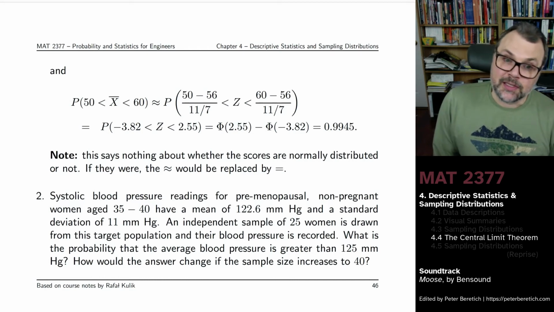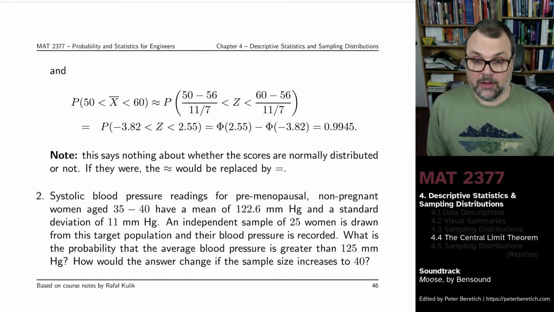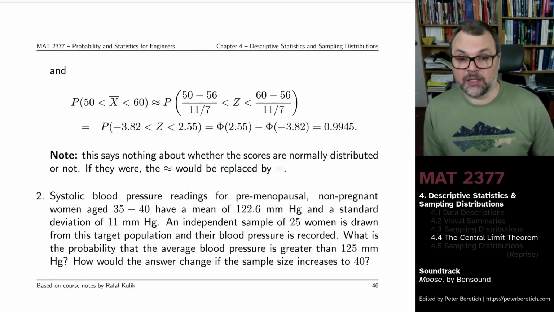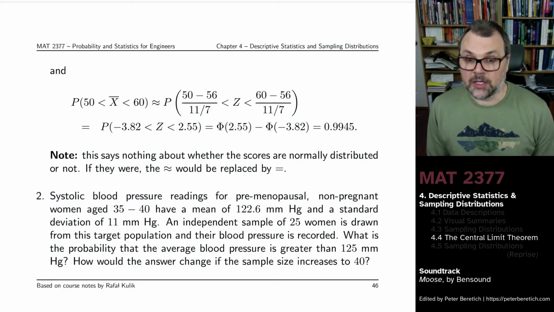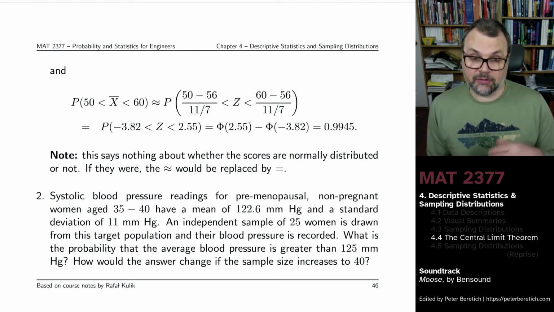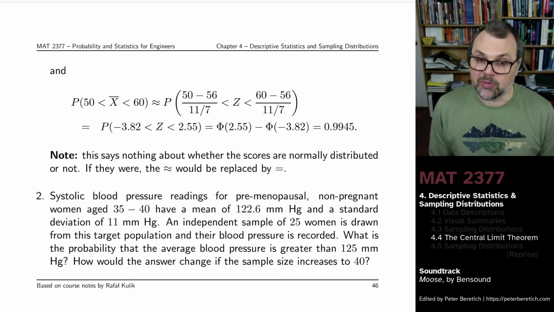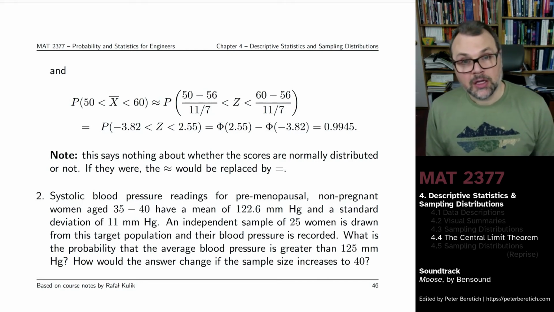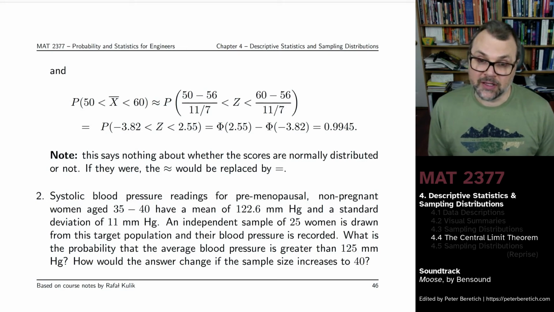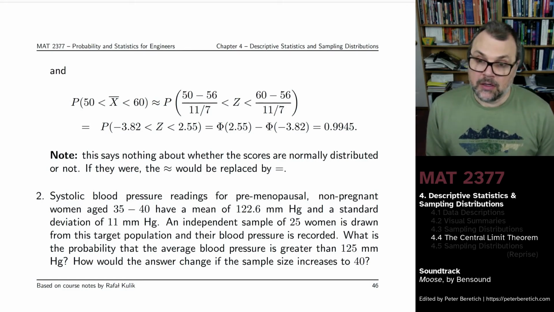I don't know what systolic blood pressure is, but it's something you can measure in people. And let's say that we've tested a number of premenopausal, non-pregnant women between the ages of 35 and 40. We've done a bunch of them over the years, and we have strong indications to believe that the mean systolic blood pressure reading should be about 122.6, and the standard deviation should be about 11.